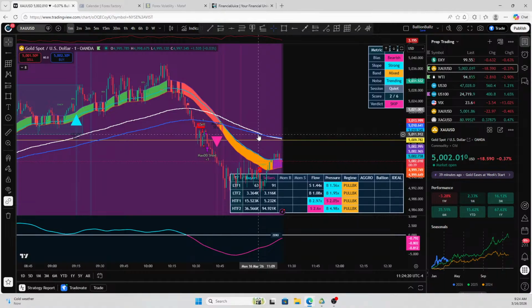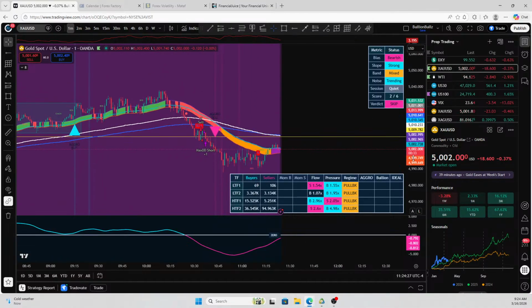So now, in terms of today, we can note that if there is a ranging market and inside that range we have a signal, it's a low probability signal. So we should not be taking that signal.